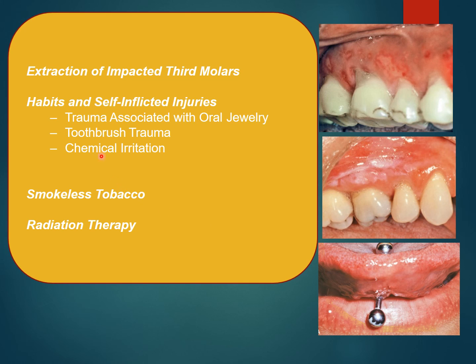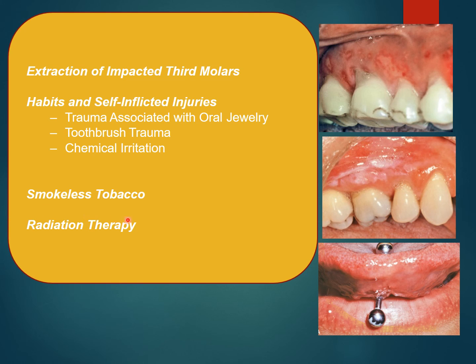Toothbrush trauma can lead to inflammation of the gingiva or traumatize the gingiva. Then chemical irritation, that is chemical burns due to some acidic foods, can also be related to these injuries. And smokeless tobacco, like chewing tobacco, can also affect the gingiva, as it is usually placed in the mandibular buccal vestibule for several hours. So this can have an effect on the periodontium.